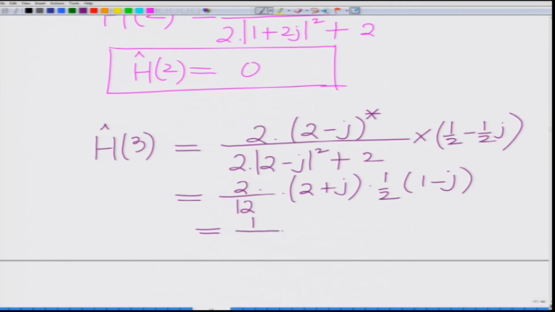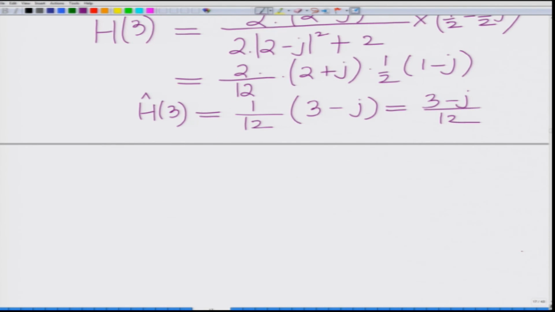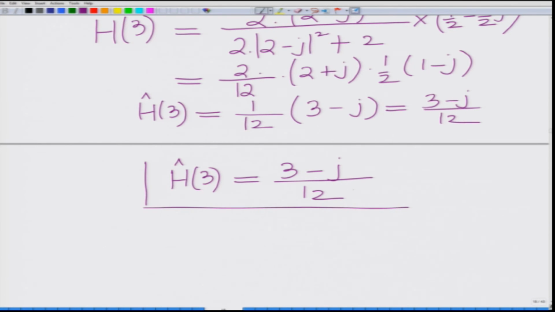This is equal to 1 over 12 times 2 times 2 plus 1, that is 3 minus j plus j minus 2j minus j. So, this is 3 minus j divided by 12. This is the estimate h hat of 3. So, the estimate h hat of 3 across subcarrier 3 is 3 minus j divided by 12.